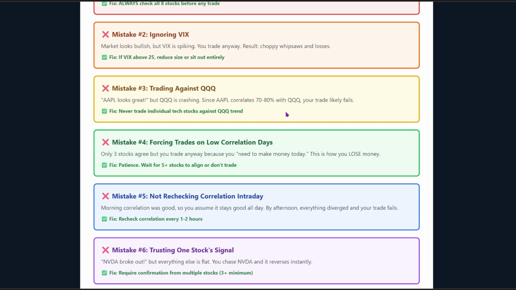Okay, mistake 5, not rechecking correlation intraday. You're going to want to be looking at it on every single 10-minute close. You're going to be looking at all 8 stocks, 10 stocks, 12 stocks, right? So, morning correlation was good, so you assume it stays good all day. By afternoon, everything is diverging and your trade fails. Fix: recheck correlation every 2 to 3 hours. I would say it's important to check even every few minutes. Realistically, if you're in a trade, you should be looking at it, especially if it is a scalp, right?